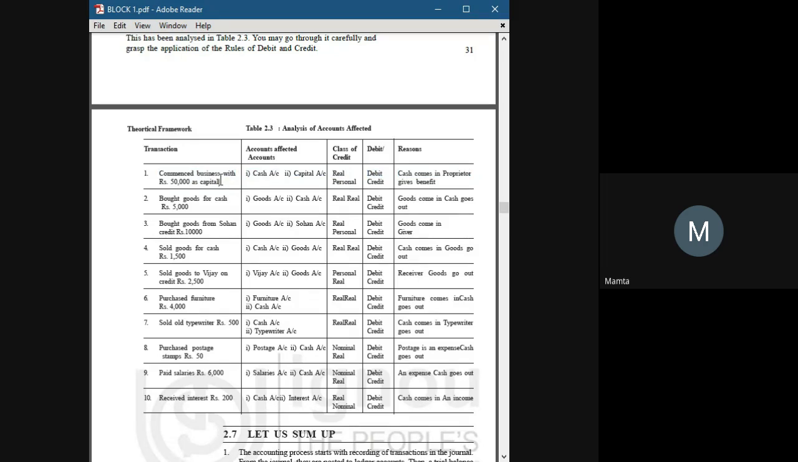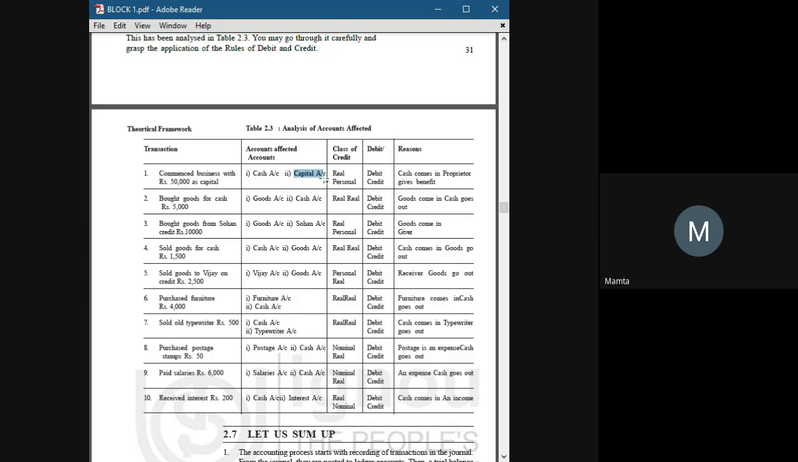Now, a person has commenced the business, meaning the owner. He has invested the capital of 50,000. Which accounts will be affected in this transaction? First, cash account, and second, capital account.